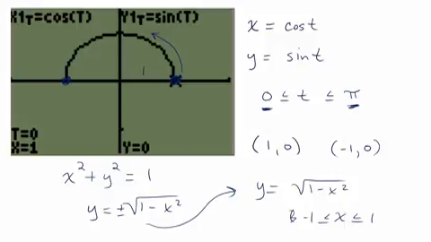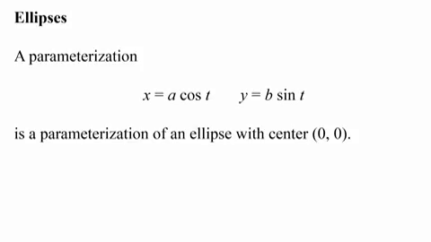The other standard parametrization we want to look at is one for an ellipse. A parameterization, x equals a cosine t, y equals b sine t, is a parameterization of an ellipse with center (0, 0). Let's try an example.